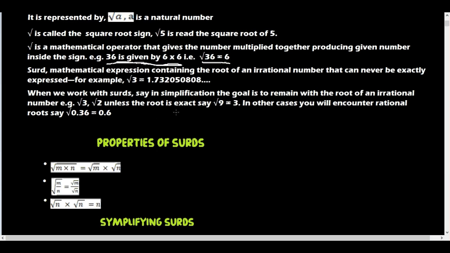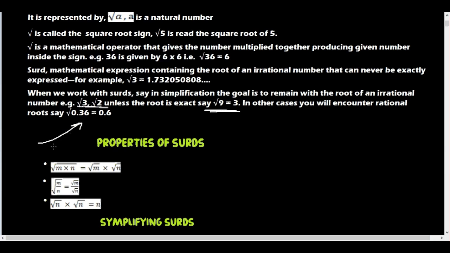And usually, surds are mathematical expressions containing the root of an irrational number, like we have been saying before, like √2, √7. These are all surds. And whenever we are simplifying surds, the goal here is to remain with what? With an irrational number. And there are cases whereby you do not get this, like you get square root of 9, square root of 16. Therefore, you just simplify it. Since it's exact, you get the integers, and you can simplify it there.